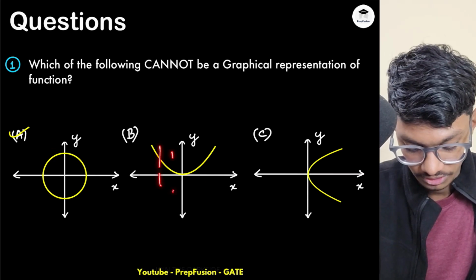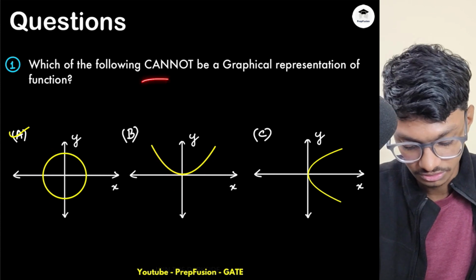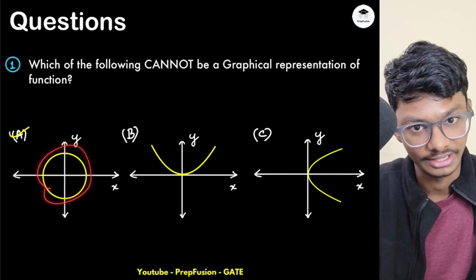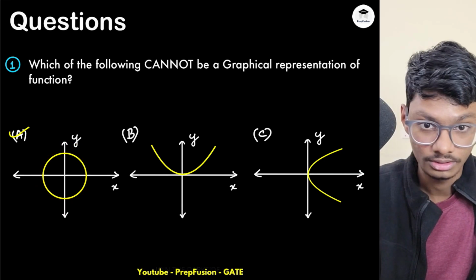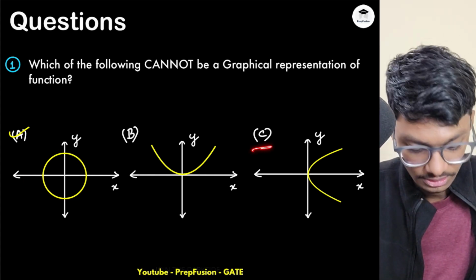Now here, is this a proper function? If I go through this, I will always touch at a single point only. This is like a parabola, so this is a proper function. This can be a graphical representation of a function. Function and relation are different. X square plus y square equals 1 is fine, but it will not be called a function. Next is this c.